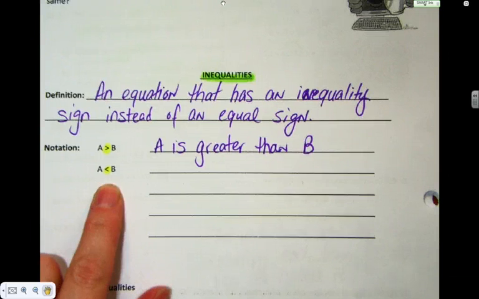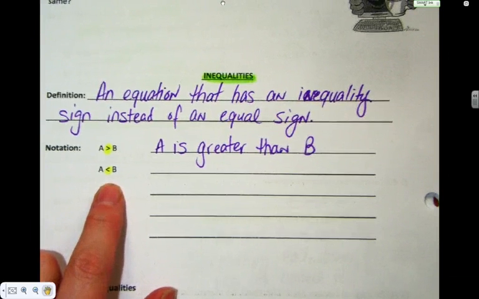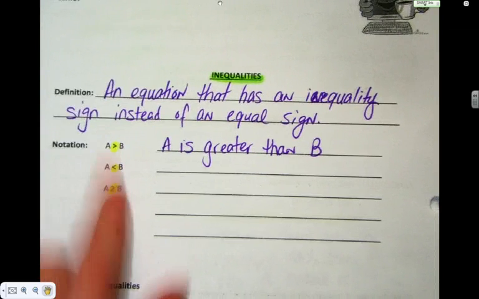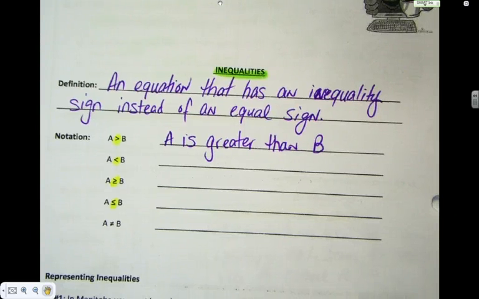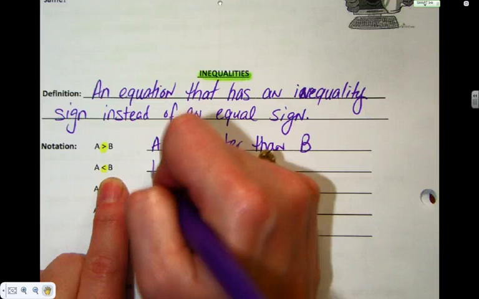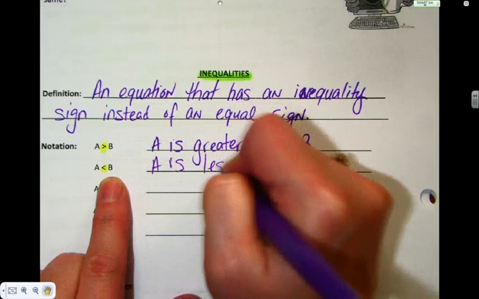Take a look at this one. Again, these are just symbols to represent English language. And why do we use symbols? Because they're universal, right? We don't need language attached to them. Again, tell the difference between the signs. Look at your left hand. Looks like an L, which looks like an L. Less than. So this is A is less than B.